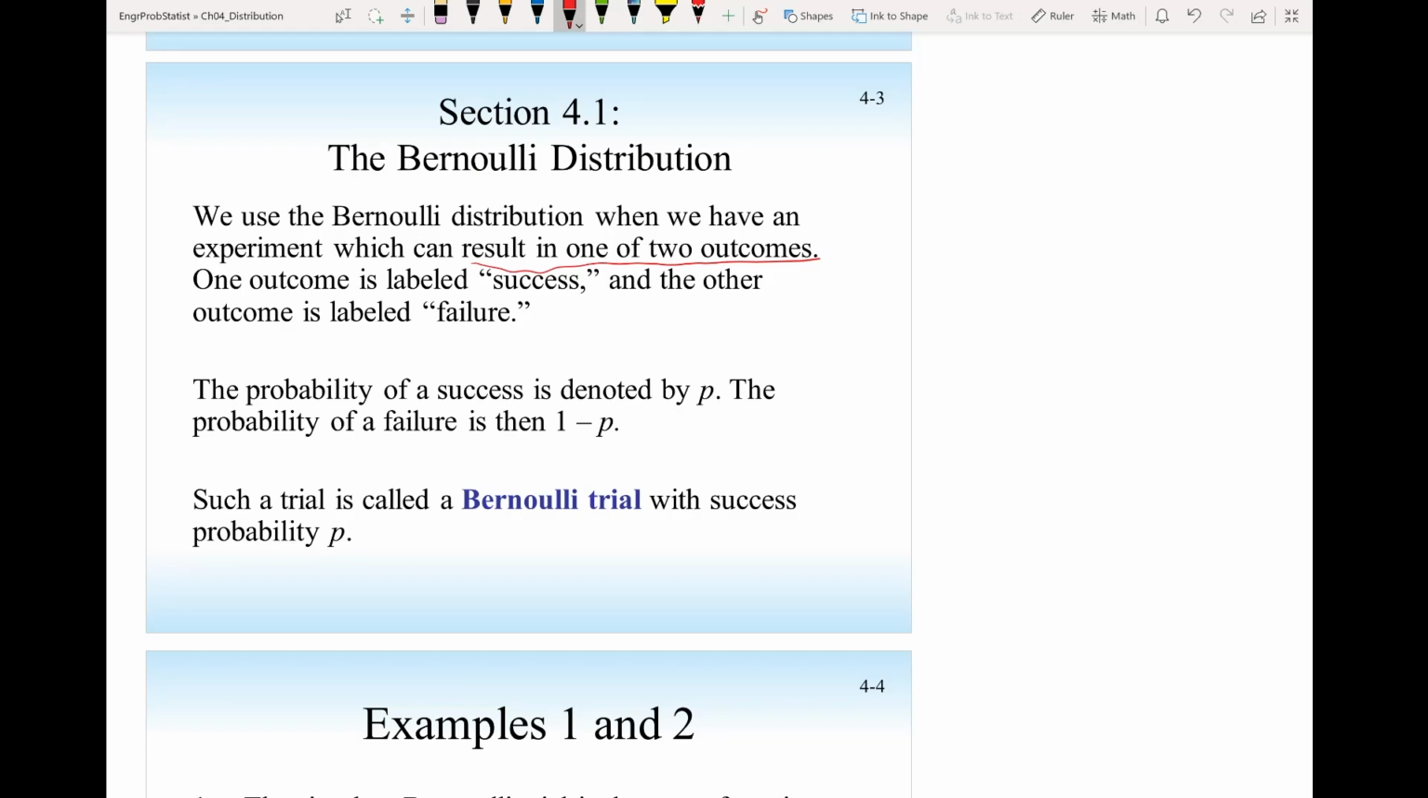Now we can assign the probability of success p. That could be 0.8, 0.6, 0.4. Then the probability of failure will be 1 minus p. And that's what the Bernoulli trial is.